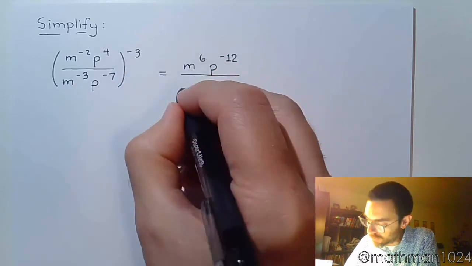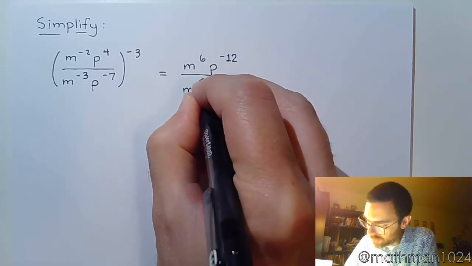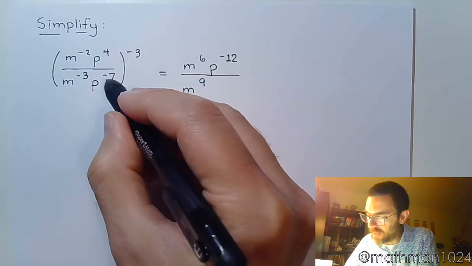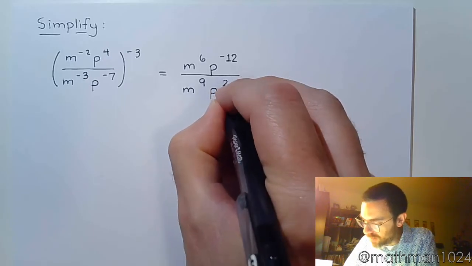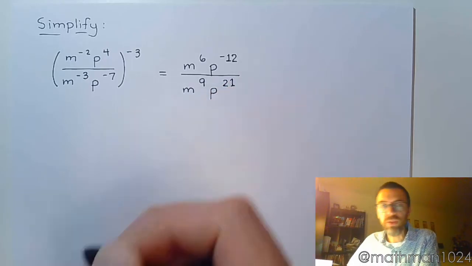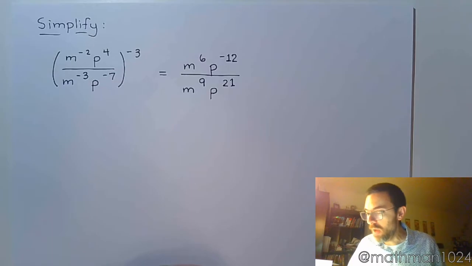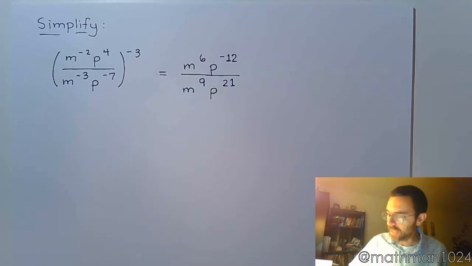Negative 3 times negative 3, so we have m to the 9th. And then negative 7 times negative 3 gives me p to the 21st. All right, well, that's kind of nice. Got rid of a lot of the negatives. Then we have this guy to take care of.